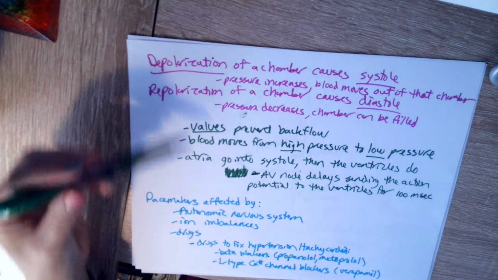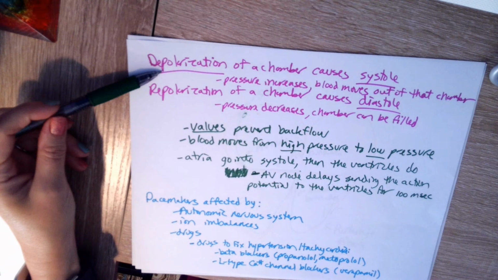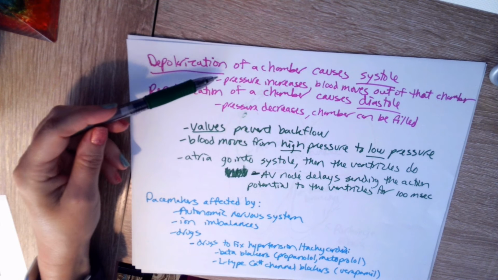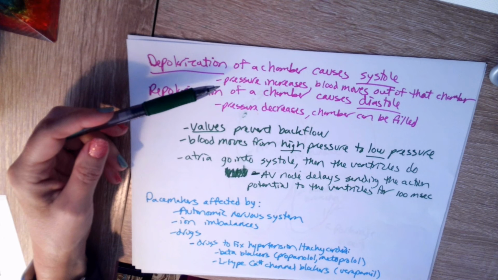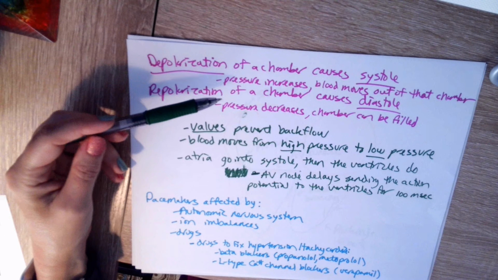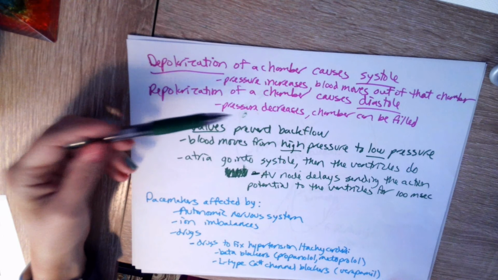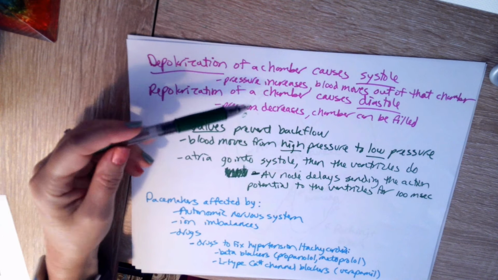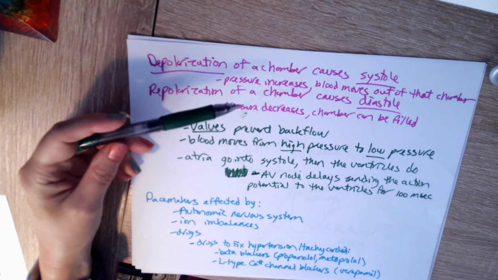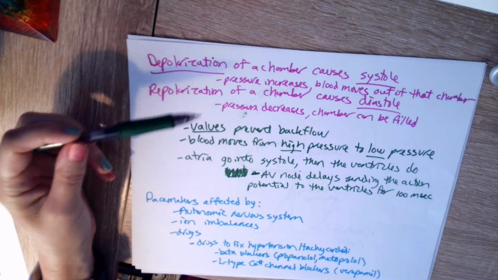Okay, so just to recap here, depolarization of a chamber causes systole. The pressure inside that chamber is going to increase when you squeeze the chamber. Just think of like a water bottle and you squeeze it, you're creating pressure inside that water bottle, and the water's going to pop out the top. Same thing when you have a heart chamber and systole. You're squeezing that chamber, the blood's going to move out of that chamber.